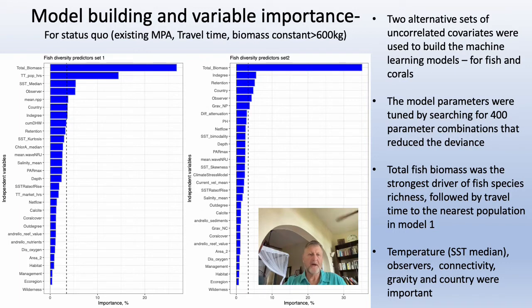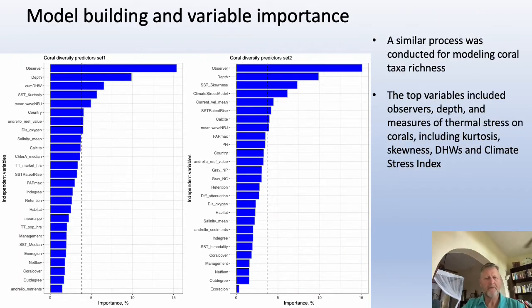You can see first that fish biomass is the single largest contributor to biodiversity, but other variables such as travel time and SST and other variables that you can see listed here also contribute to the model for total biodiversity. In this case, I believe there are about 26 variables that contribute to the final prediction of biodiversity of fish. Here you can see the important variables for coral. The observer effect is fairly strong in corals, but there's a number of other important local variables such as depth, but also what might be considered environmental stress variables.